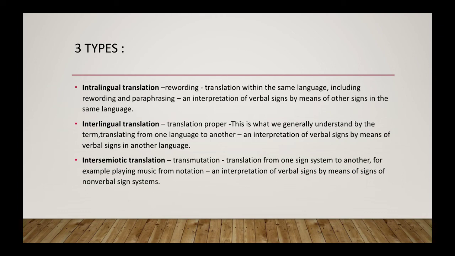What is intersemiotic translation? It means transmutation, that is translation from one sign system to another. For example, playing music from notation, that is an interpretation of verbal signs by means of signs of non-verbal sign systems. So verbal signs means the speech, the language which we speak, and non-verbal means which involves facial expressions, body language, gestures and all. So in intersemiotic translation, the translation occurs from one sign system to another, that is either from verbal signs to non-verbal or vice versa.